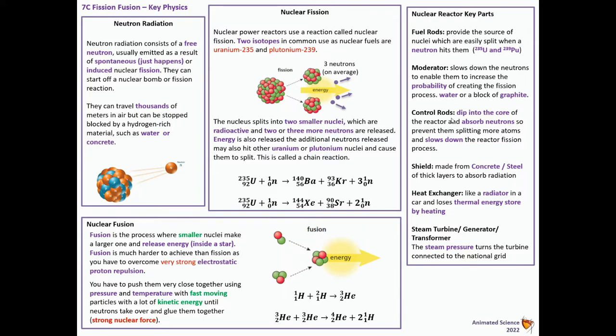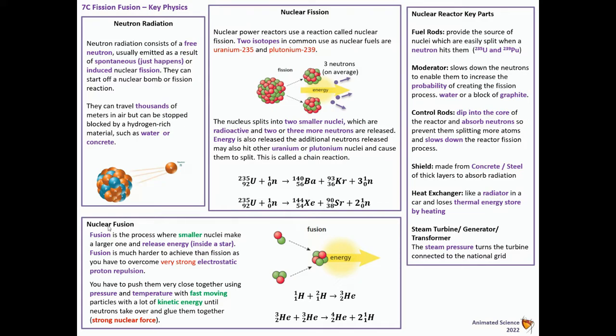You should know that. Control rods, they dip into the core of the reactor. They absorb neutrons, so prevent them splitting more atoms and slow down the process. Often they're made of boron, and a shield that's made of concrete or steel with thick layers to absorb the radiation. There is a heat exchanger in there, which is like a radiator. So we pump around hot coolant, and it loses its thermal energy store by heating another pipe, which then takes the energy away to a steam turbine or generator, and a transformer. The steam pressure turns the turbine, which connects to the grid, which produces electrical energy.